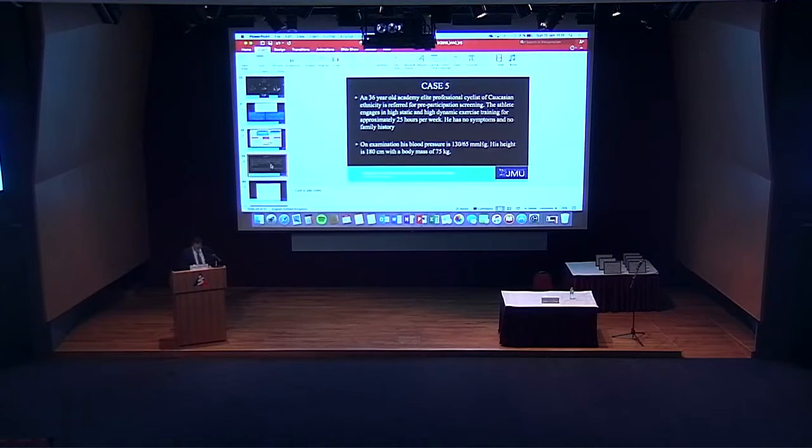Case 5, we've got a 36-year-old, can't be 36-year-old, it was an elite professional cyclist. Yes, he was 36, but he wasn't academy. He was an elite professional cyclist. Engages in high static, high dynamic exercise. On examination, his blood pressure was unremarkable. This is his ECG.